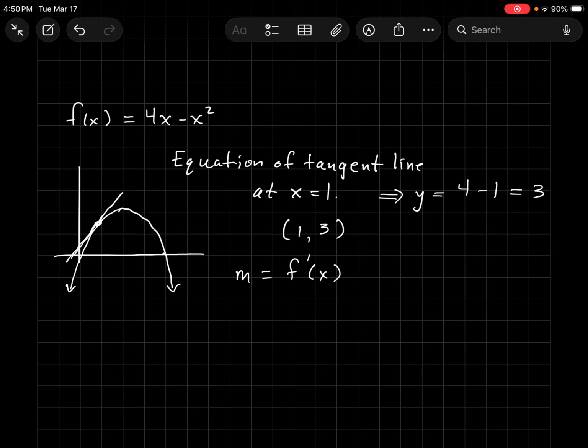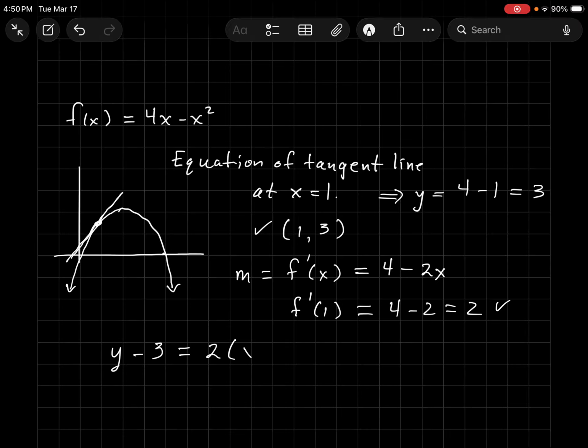So whenever you're finding a slope at a point, that is f prime, in this case at 1, take the derivative at x first, giving us 4 minus 2x, and then plug in the point x equals 1, giving us 4 minus 2, or 2. We now have a point, we have the slope, and we can write the equation of the tangent line. I like to put it in point-slope form, so y minus the y value equals the slope times x minus the x value. And that's the equation of the tangent line to the graph at x equals 1.